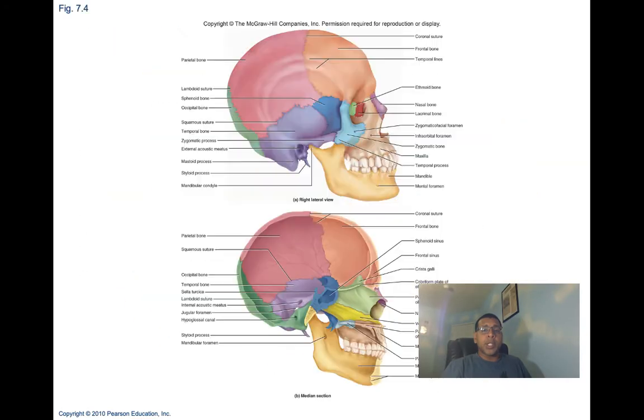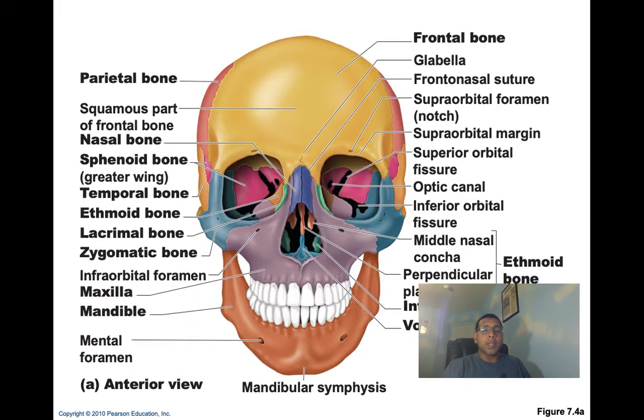Next in here we can appreciate the maxillae. Here's one and here's the other. Now these maxillae are fused medially, and they form the upper jaw and the central portion of the facial skeleton.